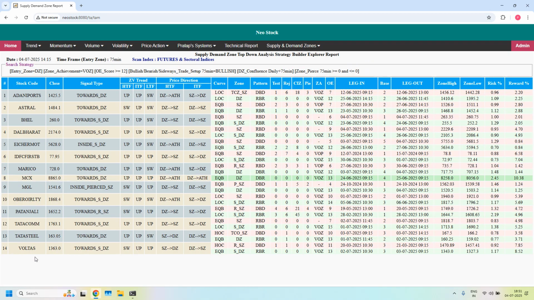Now the list has come down to 14 stocks. In all these 14 stocks, these 75 minutes demand zones are overlapped with daily demand zone. And also daily trend, that is nothing but ITF trend, is up in all the stocks. So we can further filter by checking how many daily demand zones are having daily EMA confluence, so that the overlapped 75 minutes demand zones inside daily might be having strong institutional order flows.